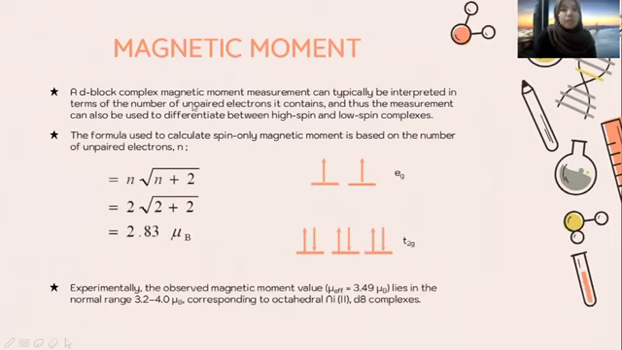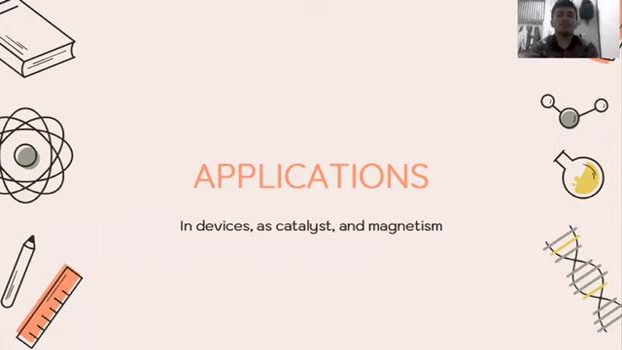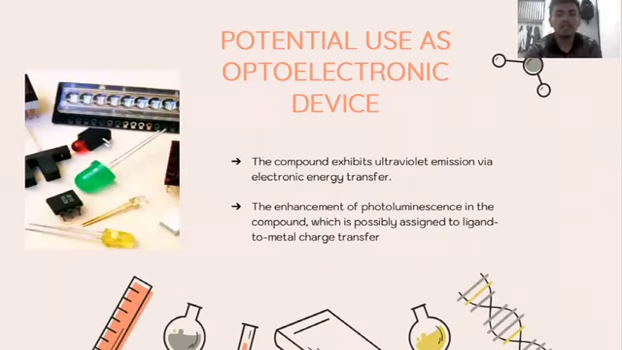For the magnetic moment, this formula is used to calculate the spin-only magnetic moment, and experimentally, the observed magnetic moment value of 3.494 Bohr magneton lies in the normal range of this value corresponding to octahedral nickel, which is the d8 complexes. Last but not least, the application of this complex is potential use as an optoelectronic device.